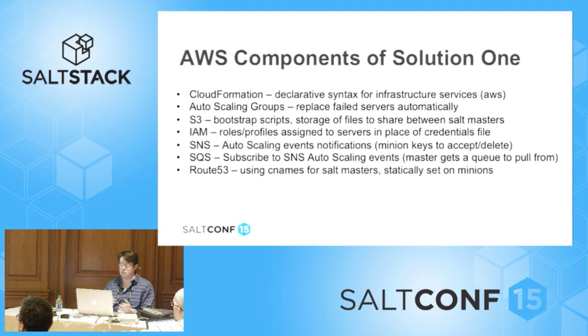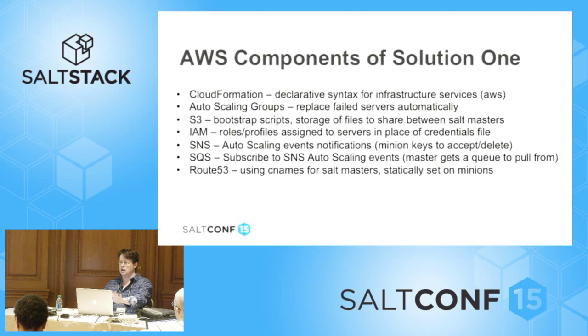And the last bit is Route 53. So I cheated. I don't really want to deal with a whole bunch of DNS names and crazy stuff. So guess what? I'm using CNAMEs, and the Salt masters just go and update the target in Route 53. This way, the Salt minions have it set statically, they know where they're going. I don't have to deal with that.